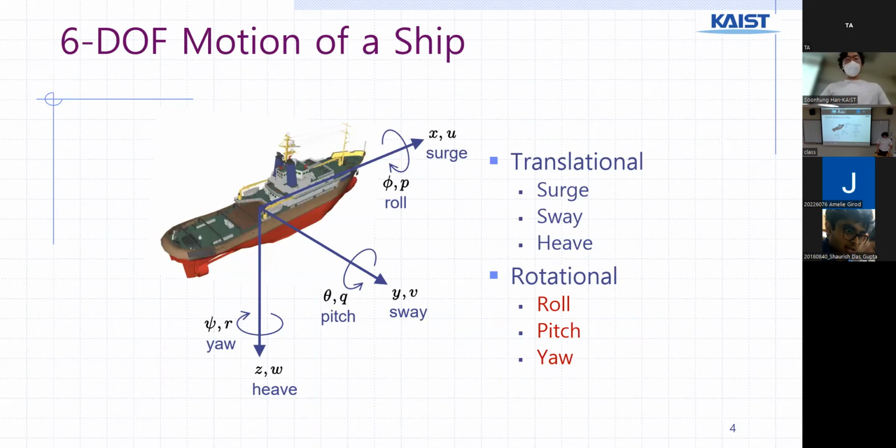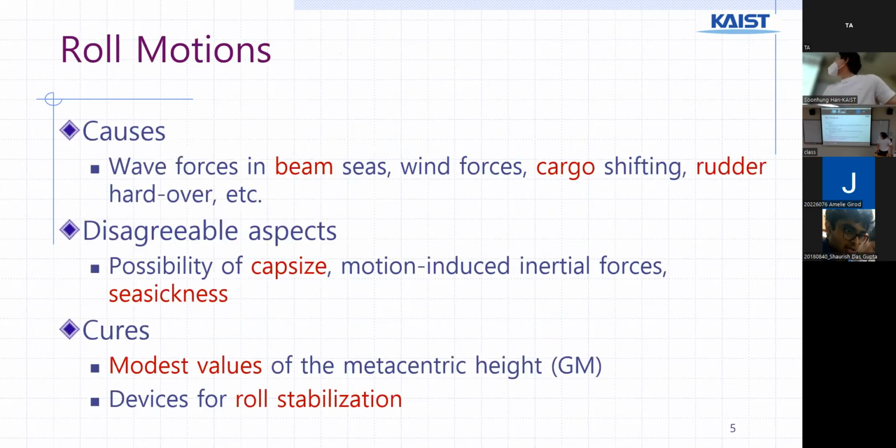Again, a reminder of the 6 degrees of freedom of a ship. We are going to talk about the rotational movement. Roll motion: the main causes of roll motion are wave forces in a beam sea, wind forces, or cargo moving on the deck, or something like that.